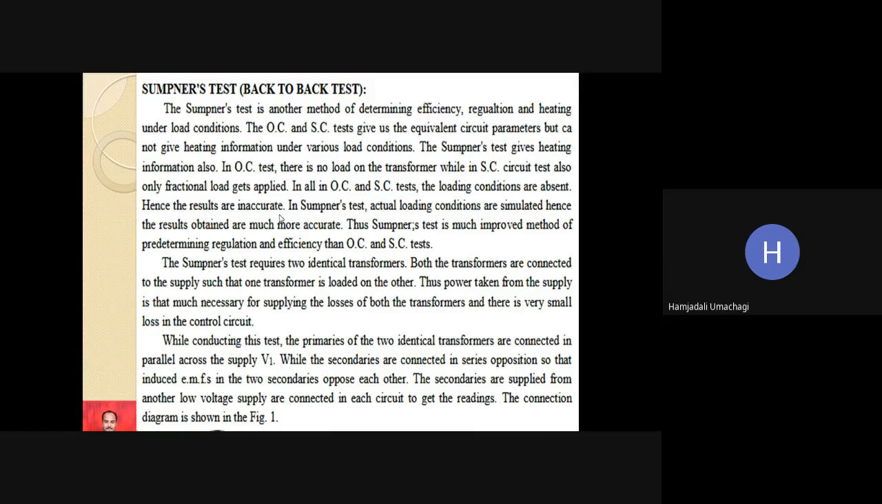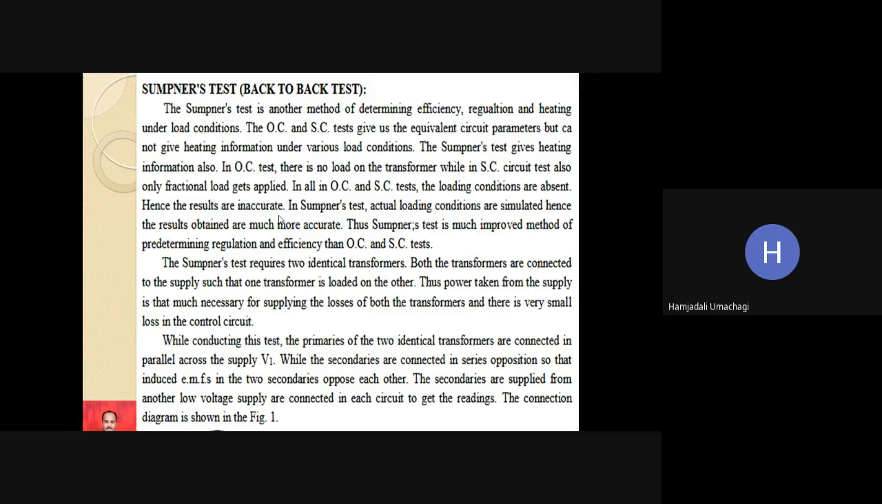That is, current I2 will start to flow. If current I2 starts to flow, copper loss will come into the picture. Copper loss means copper losses in the winding, that is I2 square R2, I1 square R1. I2 square R2 means copper losses on the secondary side. If copper losses come into the picture, then I square R loss is nothing but what? Physically, it is nothing but heat.